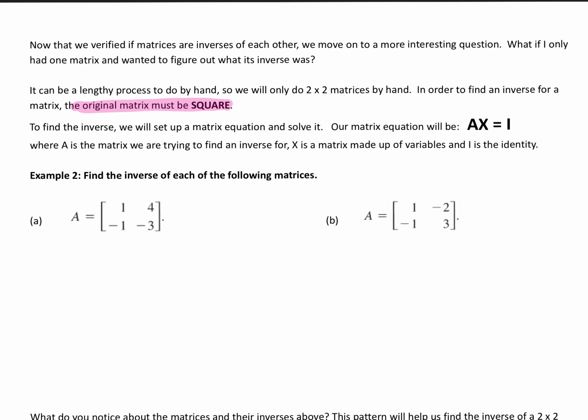All right. So to find the inverse, we're going to actually set up a matrix equation and solve it. And our matrix equation will be A times X equals I. And these are all matrices, right? So A is the matrix that we're given.